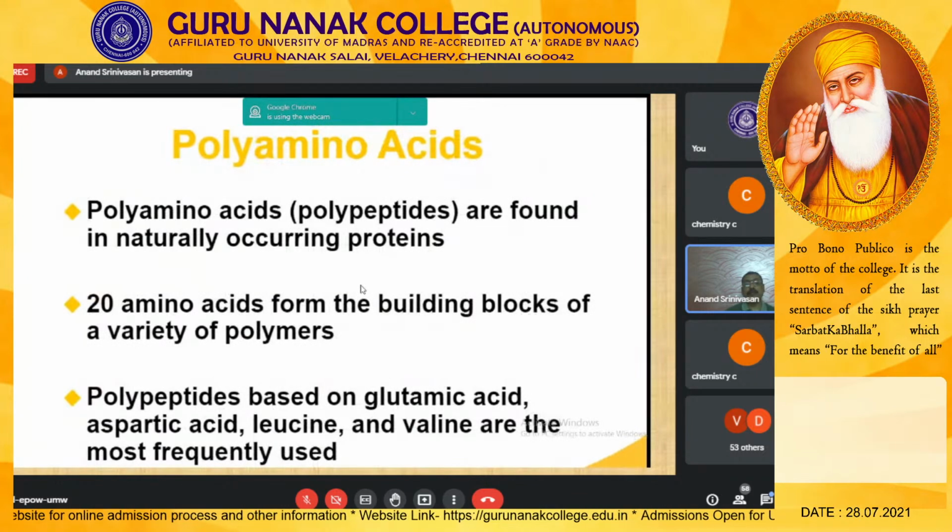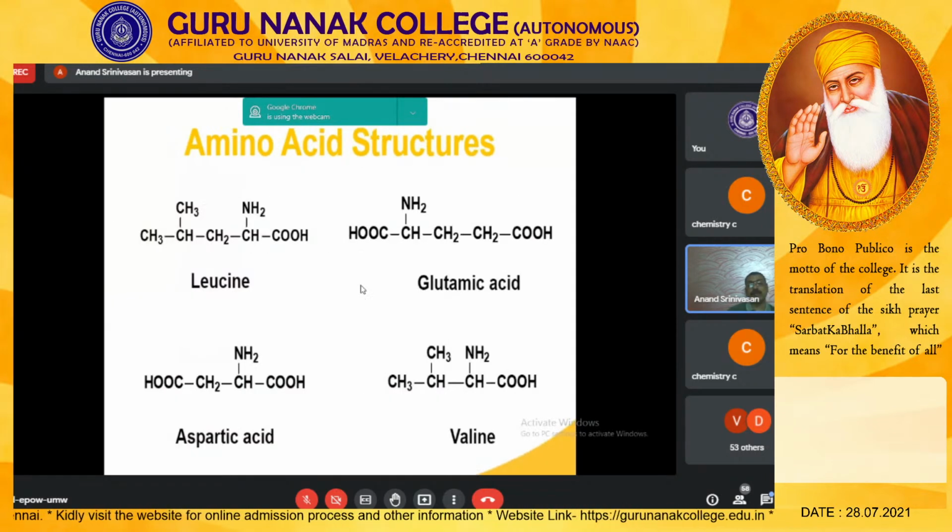And then you can also use polyamino acid, which is also obtained from a bio source, or found in naturally occurring proteins. Twenty amino acids form the building blocks of a variety of polymers. Polypeptides based on glutamic acid, aspartic acid, and valine are the most frequently used materials as far as polyamino acids are concerned. You can see their structures. The structures can be modified.